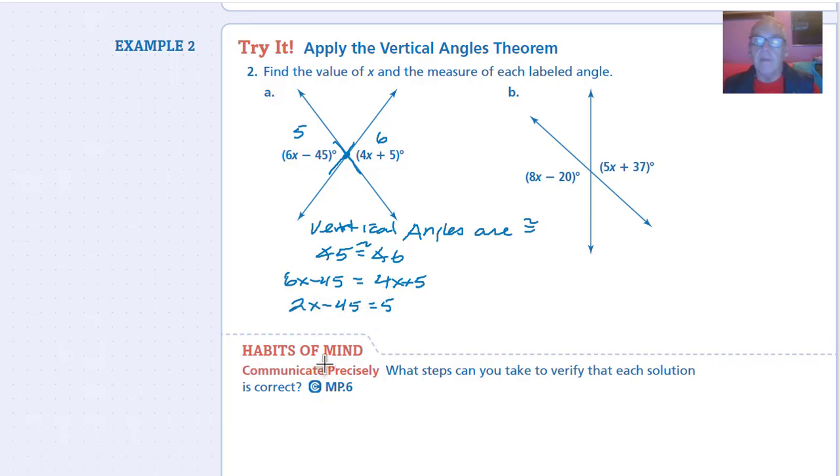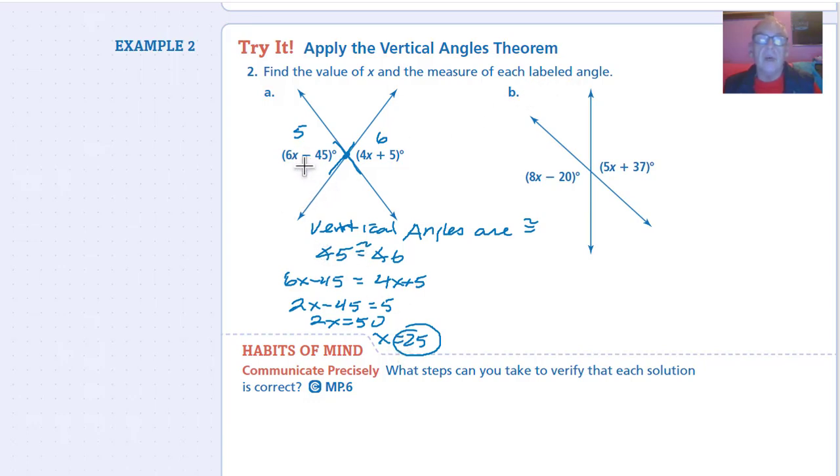We need to add 45 to both sides. 2x is equal to 50, which leaves x equal to 25. So we found out that x was 25. We found the value of x, and also they want us to find the measure of each angle.